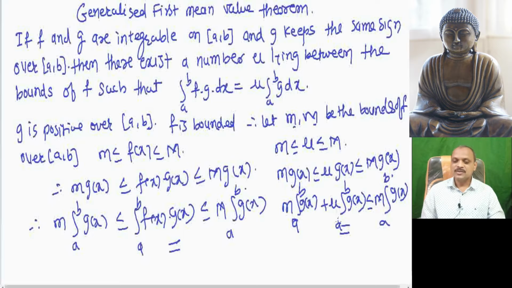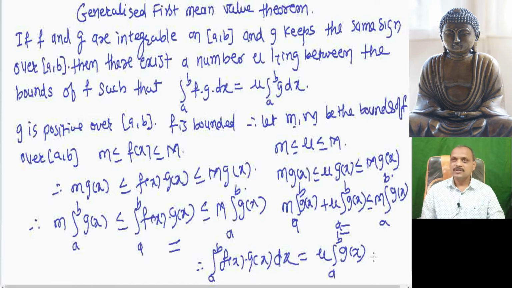Now compare these two. Mu is a point lying between the bounds, so we have the integral of f of x times g of x between the limits a to b is equal to mu times the integral of g of x between the limits a to b.